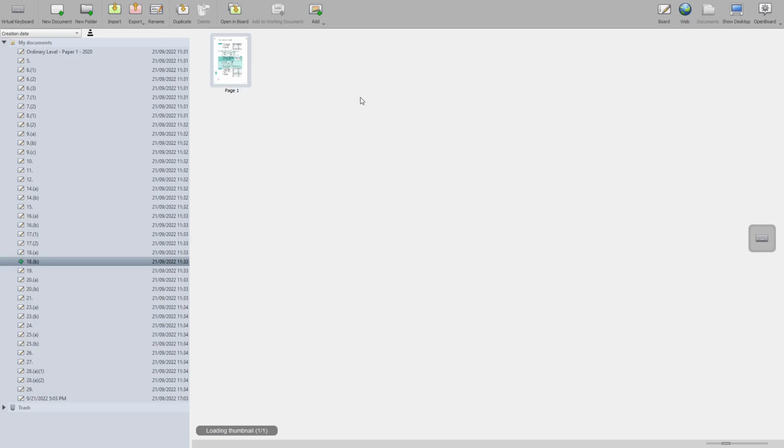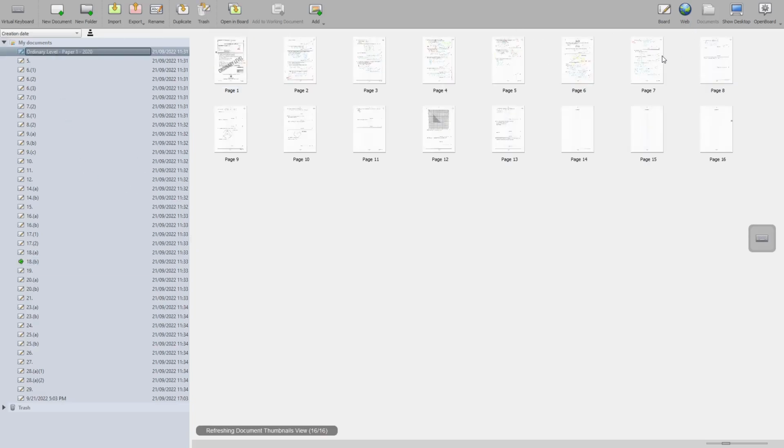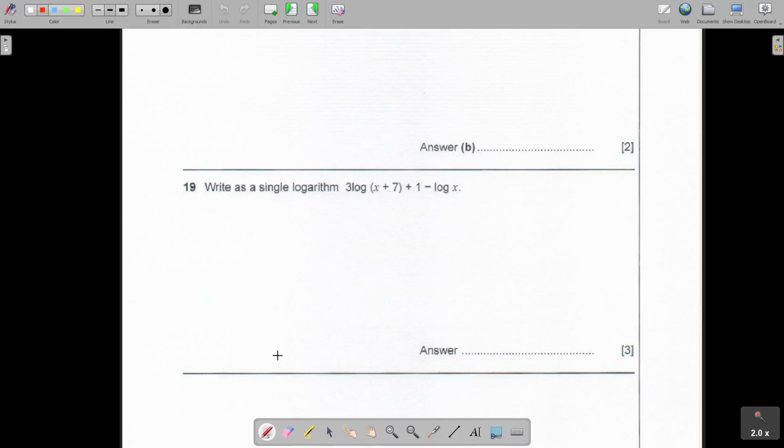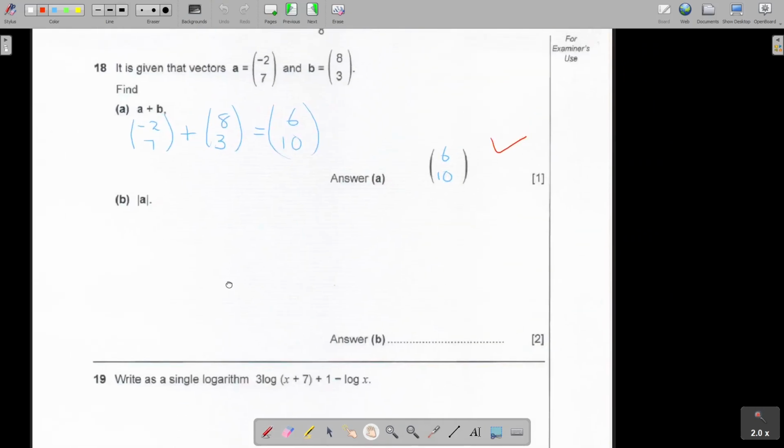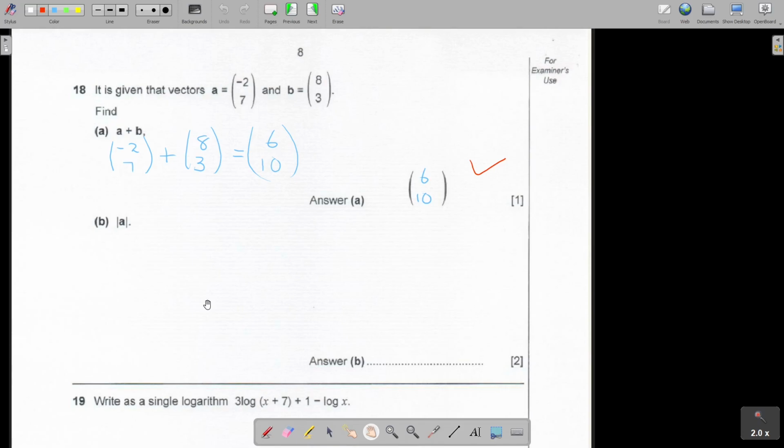So let's just go back to the question paper. I think that was a very nice, straightforward one also for you. And you just had to know that those little bars mean magnitude. So then I just go A. And what is A? Okay, remember there's A, so it's negative 2 squared, 7 squared. And then I just get 2 times negative 2, it's 4, plus 49, and that is the square root of 53.